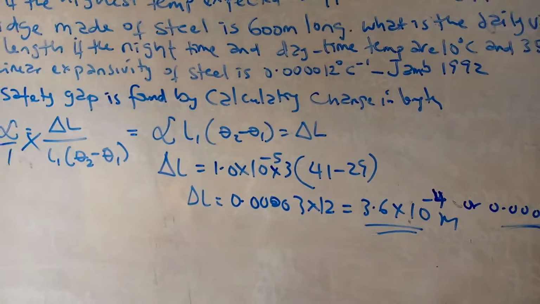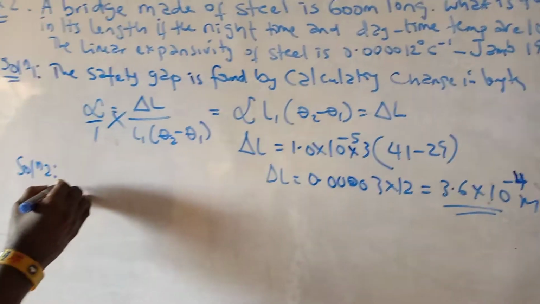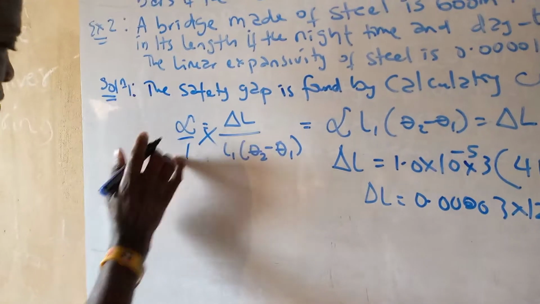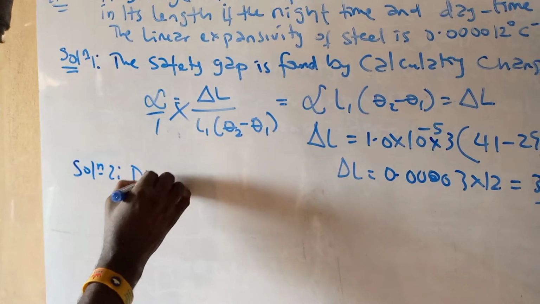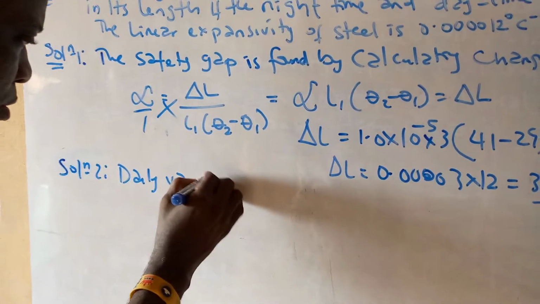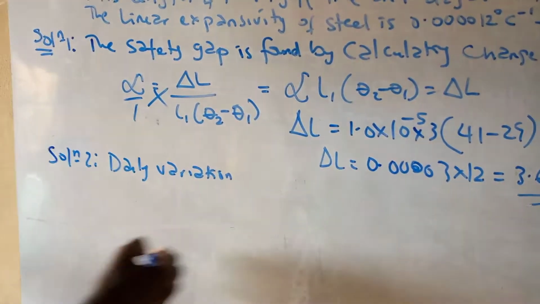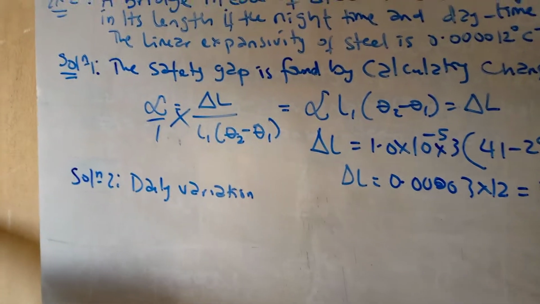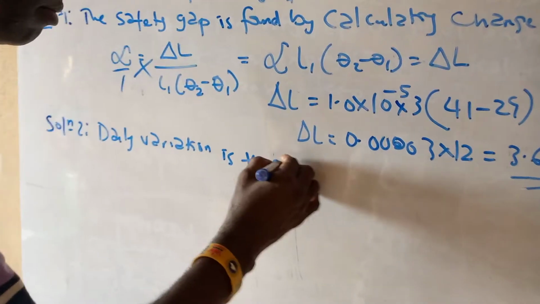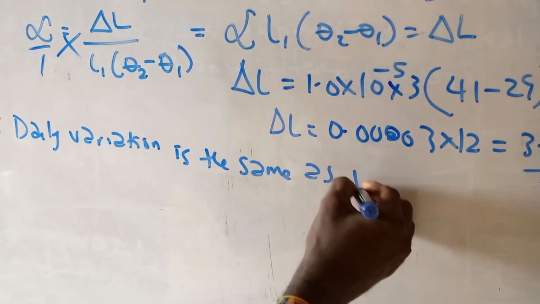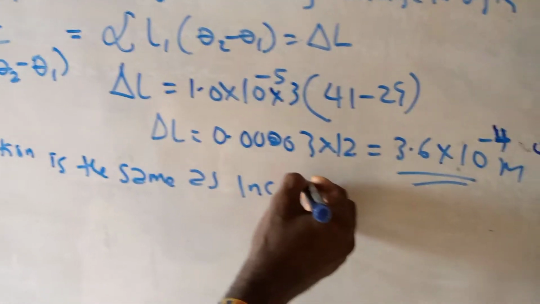Daily variation. Solution 2. Daily variation is the same thing as change in length, the same as increase or change in length.